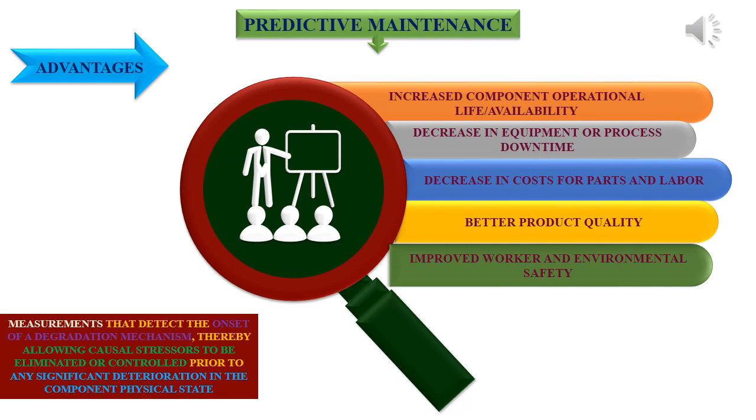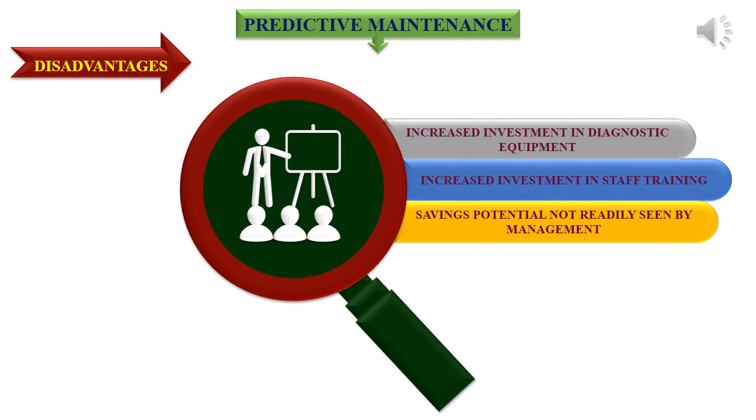What are the advantages? Increased component operational life or availability, decrease in equipment or process downtime, decrease in costs for parts and labor, better product quality, improved worker and environmental safety. Disadvantages of predictive maintenance are increased investment in diagnostic equipment, increased investment in staff training, and savings potential not readily seen by management.